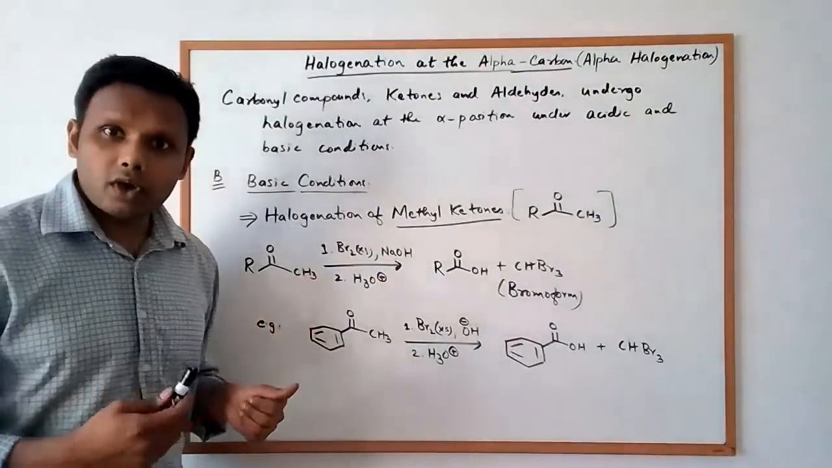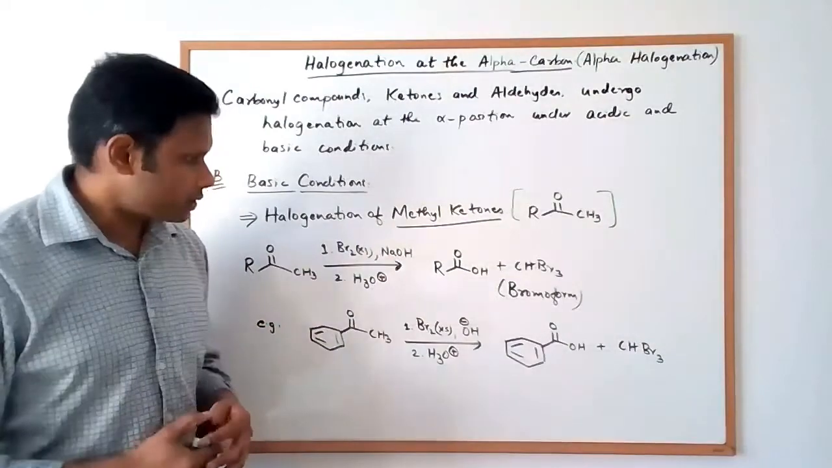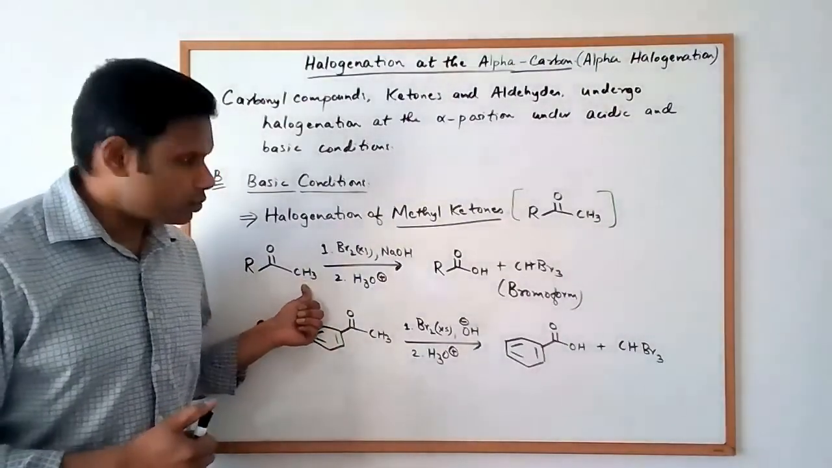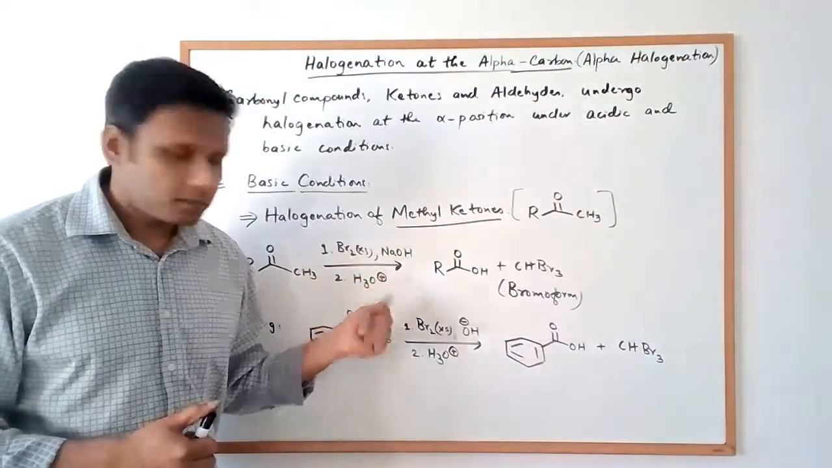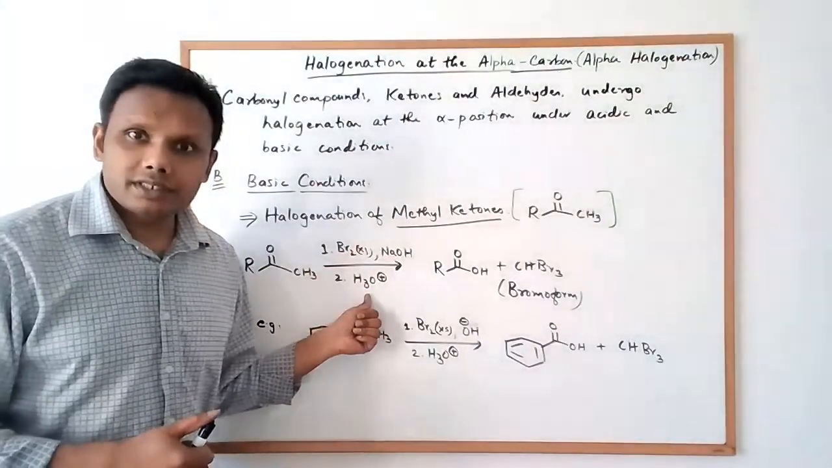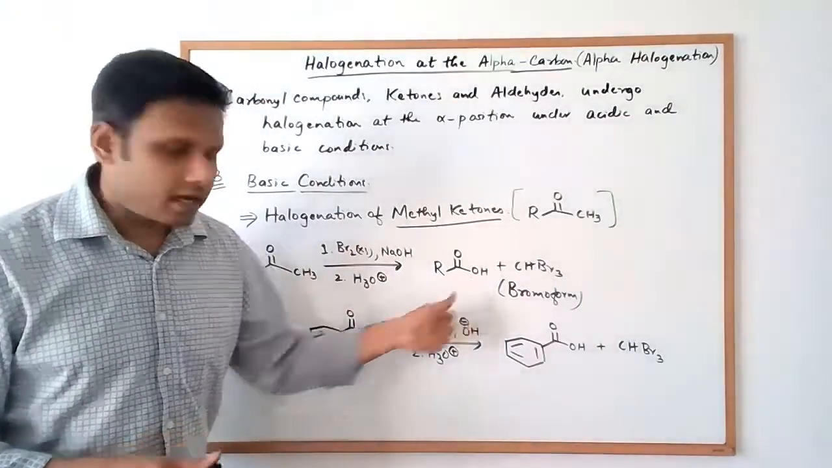So all three of those alpha hydrogens would be used up. They would all be exhausted. So when you take a methyl ketone and do an alpha halogenation under basic conditions, and if you follow this with an acidic workup, what you get is a carboxylic acid as your product.